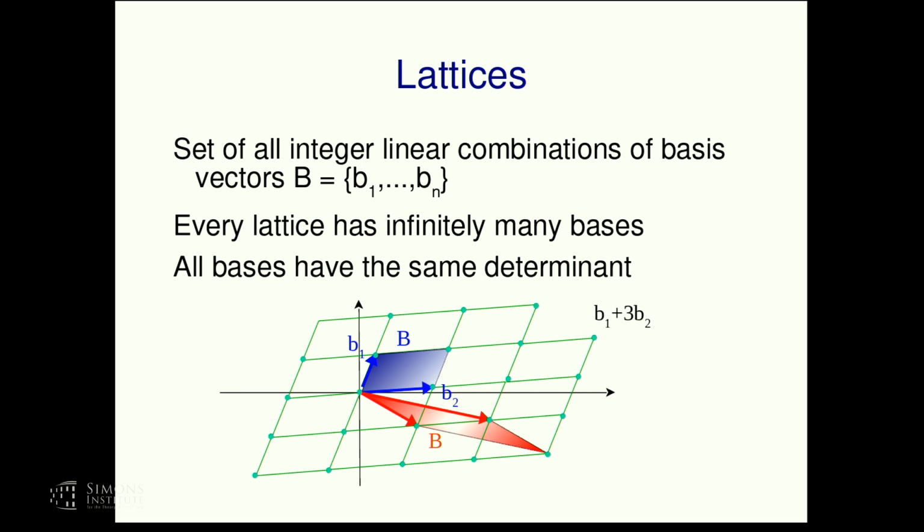You get only the intersection points of this grid. For example, this point is B1 plus 3B2. You can take B2 3 times and then add B1 to it. And the same lattice can be described by different bases. So this red basis in the picture is a basis for the same lattice defined by the blue basis.